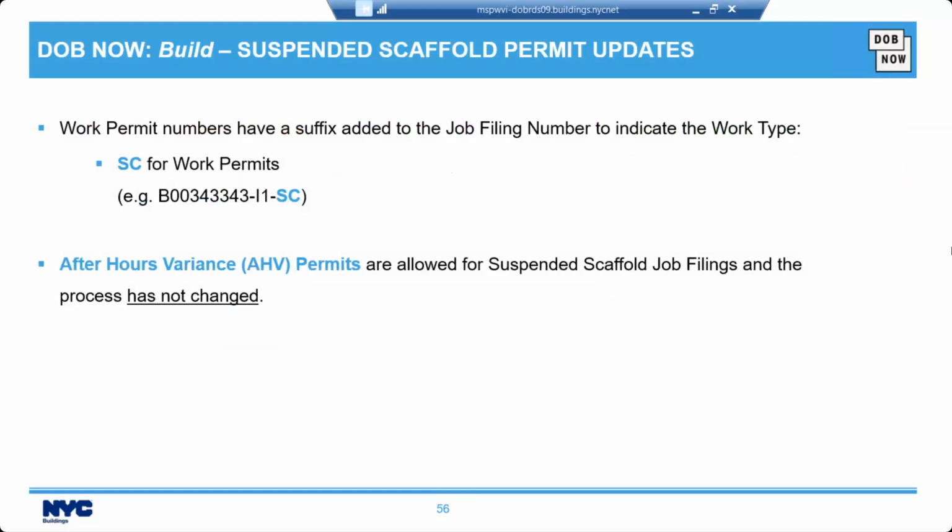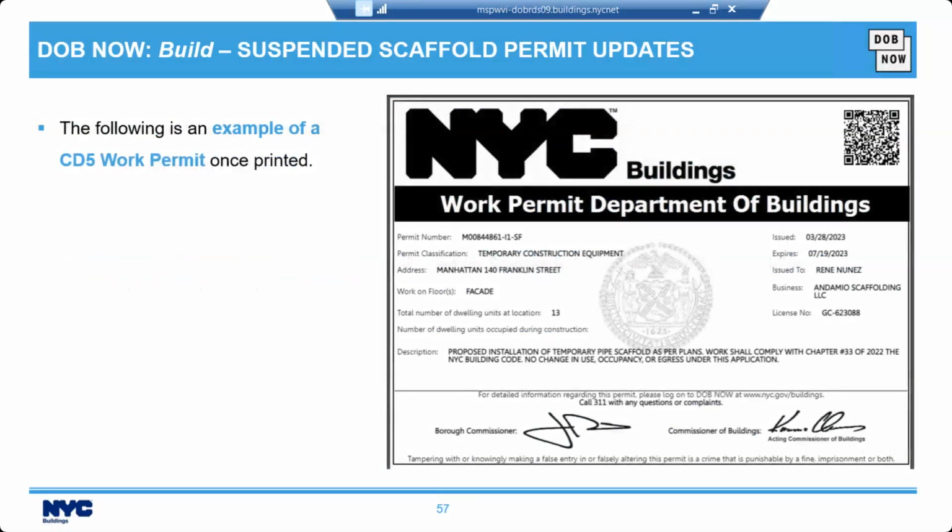Okay, so work permits have a suffix added to the job filing number to indicate the work type. So SC is for suspended scaffold, and that's an example of what a job filing number would look like with the SC suffix appended to it. Now there's an after-hour variance, and that is an AHV permit. These are allowed for suspended scaffold job filings, and the process has not changed. This is just an example of a CD5 work permit. I'm sure we've all come across these.